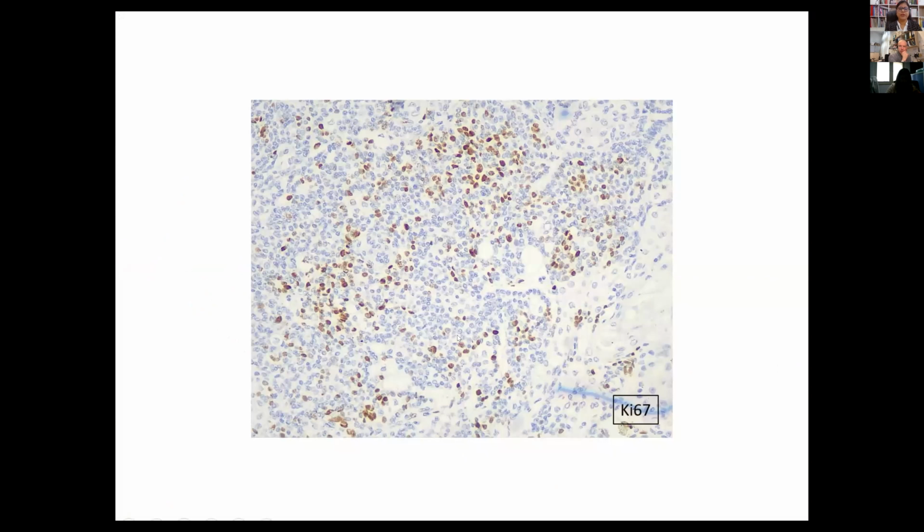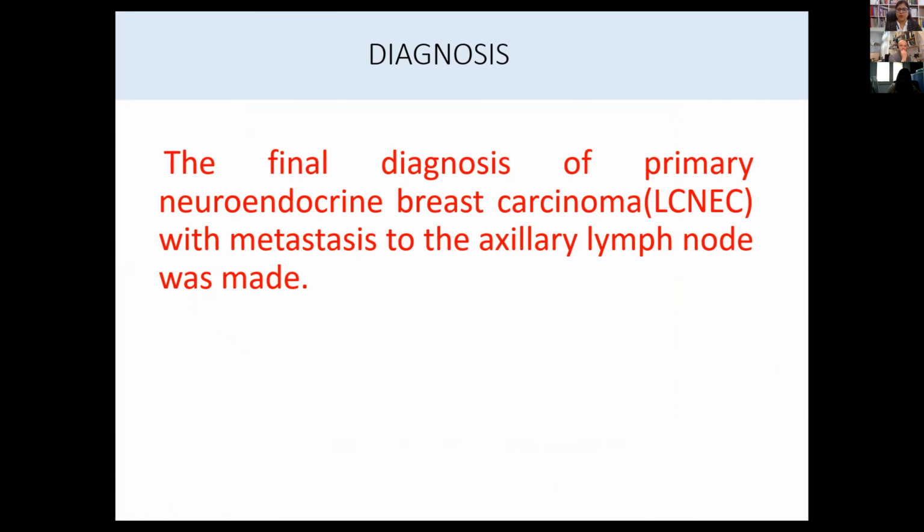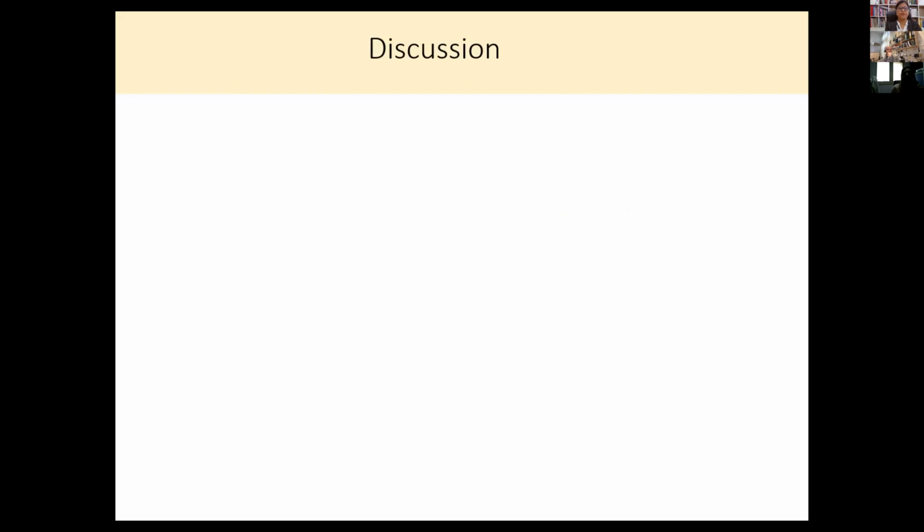And this is the image of the Ki67. Ki67 was markedly elevated in the 40x high power view of the objective. So on the basis of the histomorphology, immunohistochemistry, Ki67, and mitosis, our final diagnosis was primary neuroendocrine breast carcinoma with metastasis to the axillary lymph node.